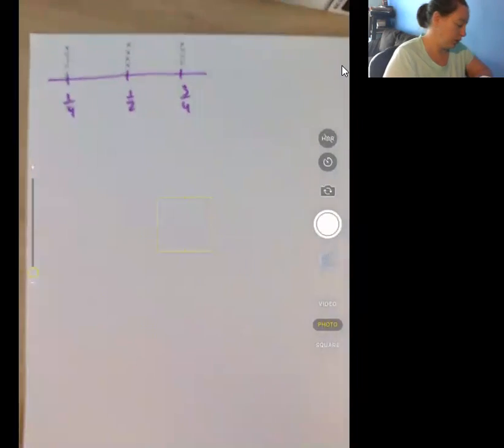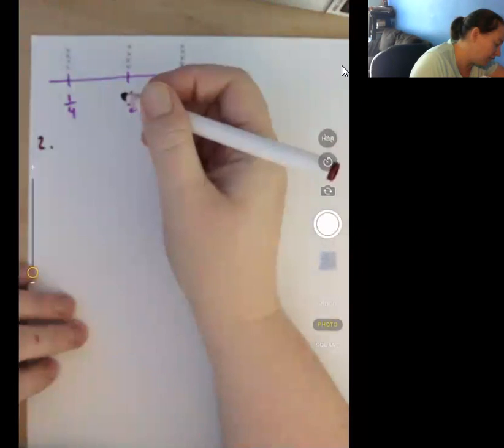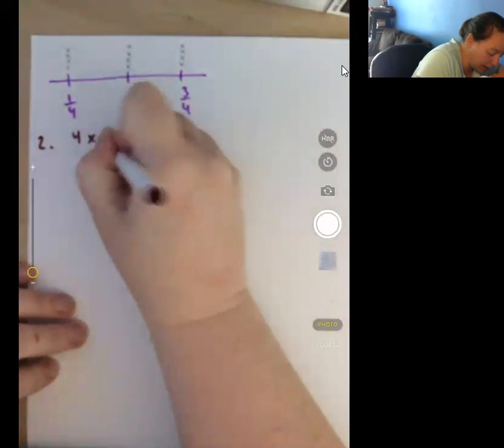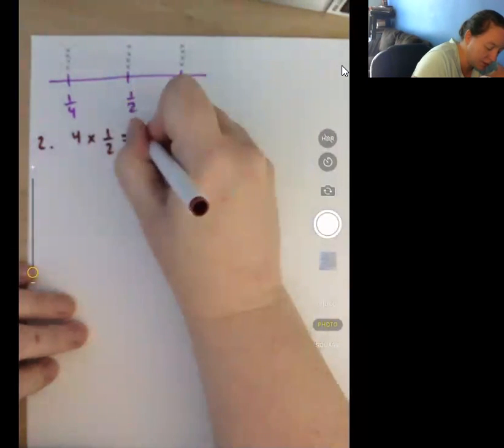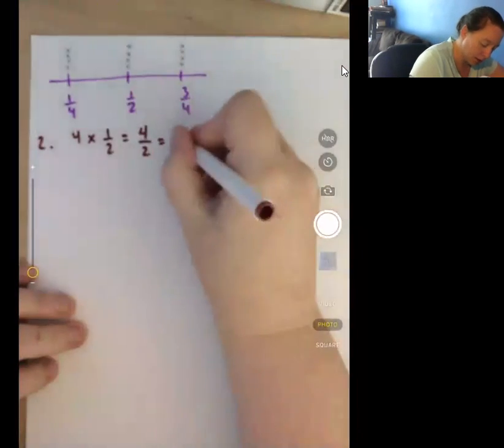So number 2, let's go over to that. The combined weight of the 1/2 pound bags. So we have 4 1/2 pound bags. We multiply it by 1/2. 4 times 1 is 4 divided by 2. 4 divided by 2 is 2.